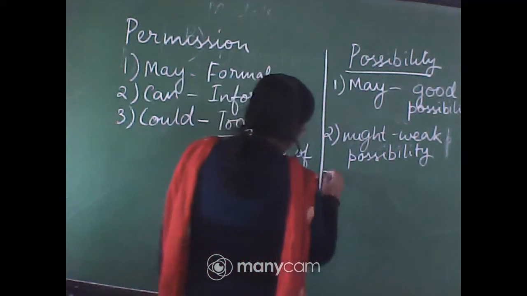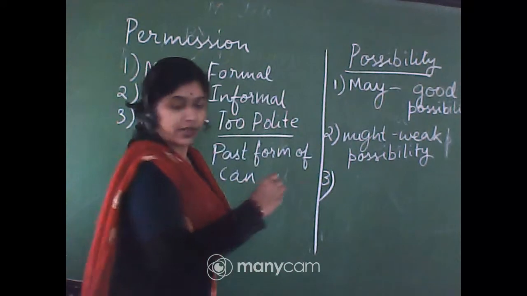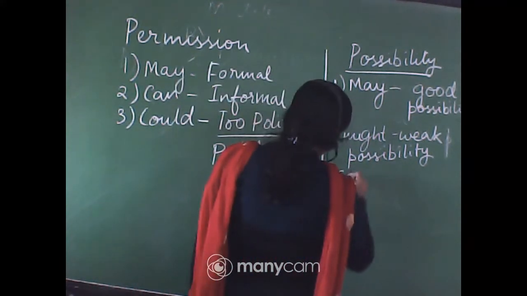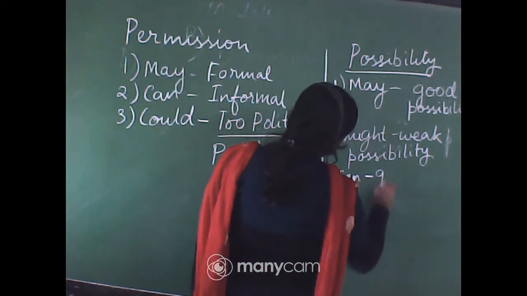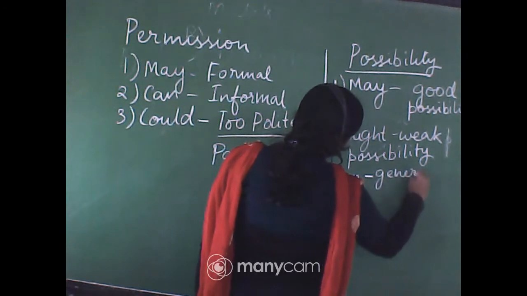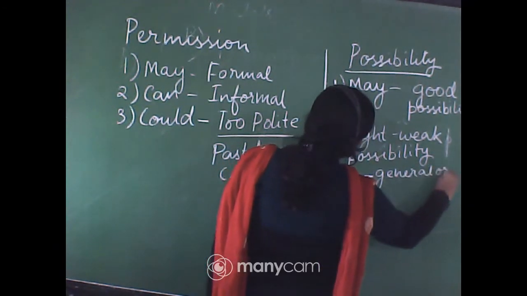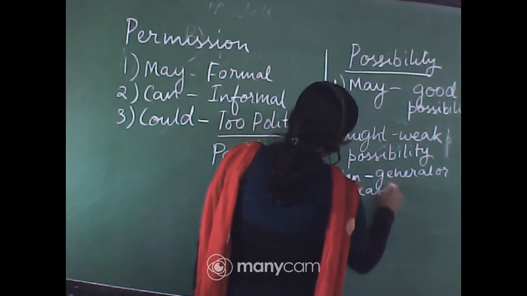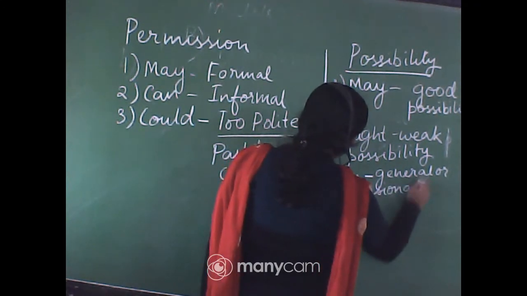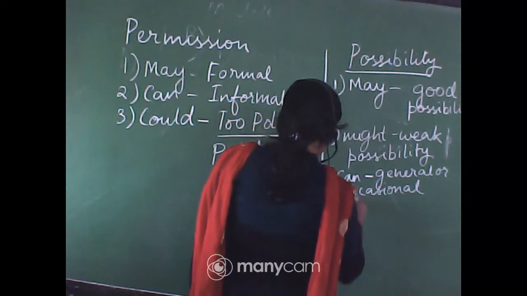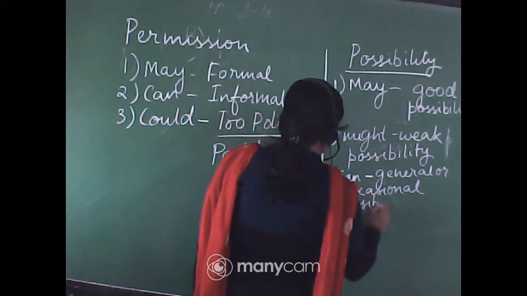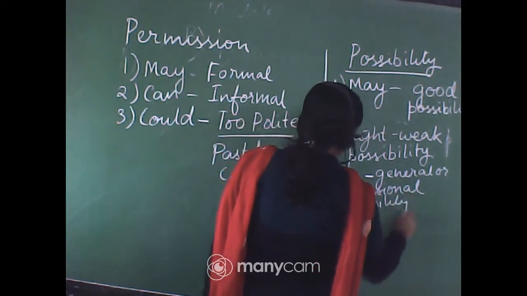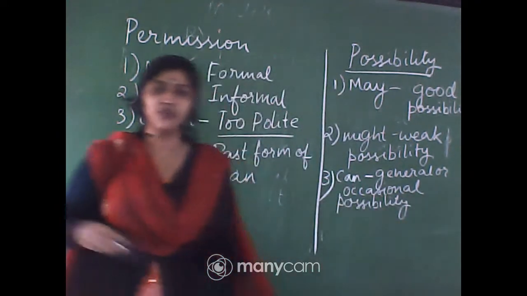Next come to can. Can you see the board? Yes. Can is used for general or occasional possibility. Okay, occasional possibility or a general possibility. It is not used for condition.